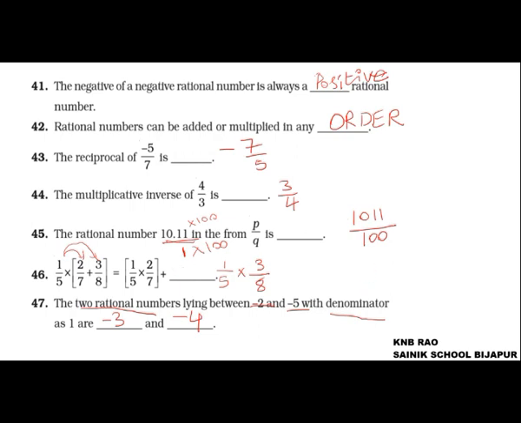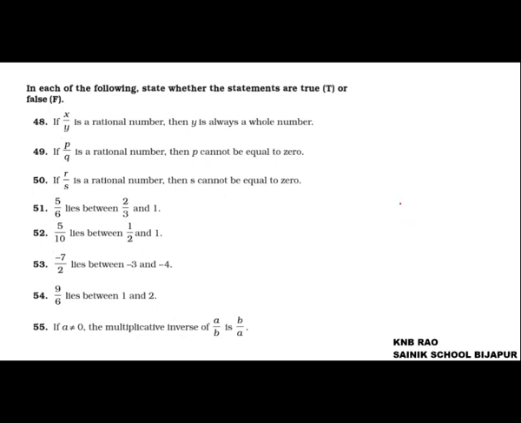Then next, 48th onwards, we have seen in our last session as homework. We did already this true or false type. We have already done in this 48th to 55th question as homework. Then we'll continue with the next 56th onwards.